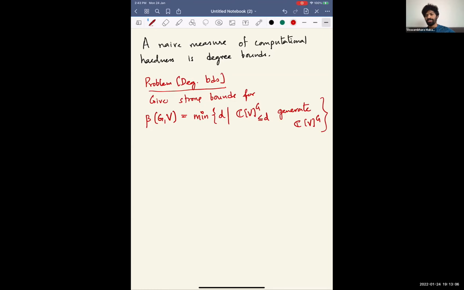So if I told you, for example, that the invariants of degree at most 10 are a generating set, then you could brute force search all the way up to degree 10 for all the invariants and find yourself a generating set, and then you could prune out and get yourself a minimal generating set if you so wished.